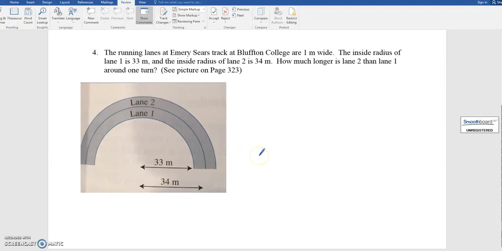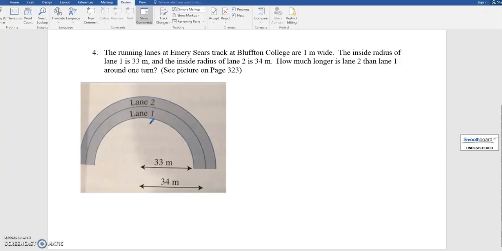Okay, next one, last one for this video. Let's assume that the running lanes at Emory Sears Track at Bluffton College are 1 meter wide. The inside radius of lane 1 is 33 meters, and the inside radius of lane 2 is 34 meters. We want to figure out how much longer lane 2 is than lane 1. There is a picture of this on page 323. I included it right here. I don't believe that is in your notes, so you might want to copy down the picture first.